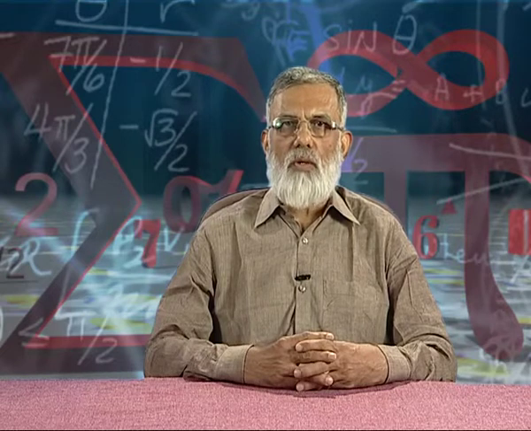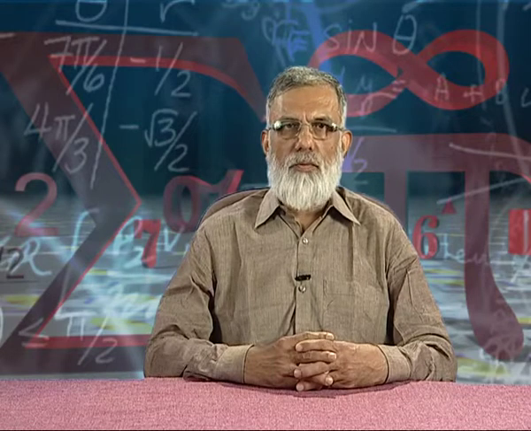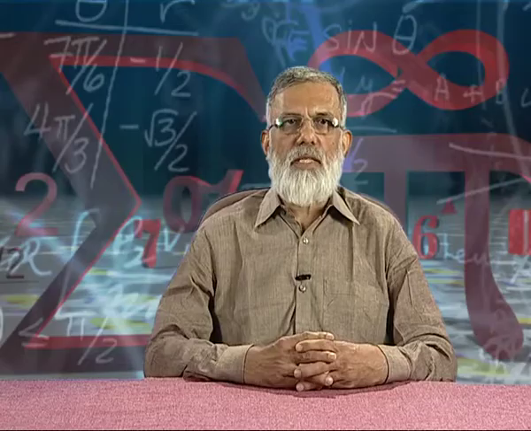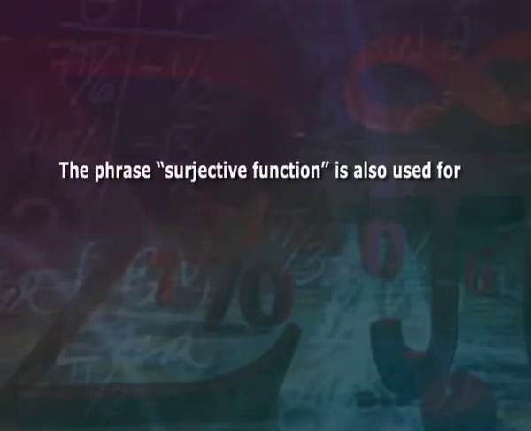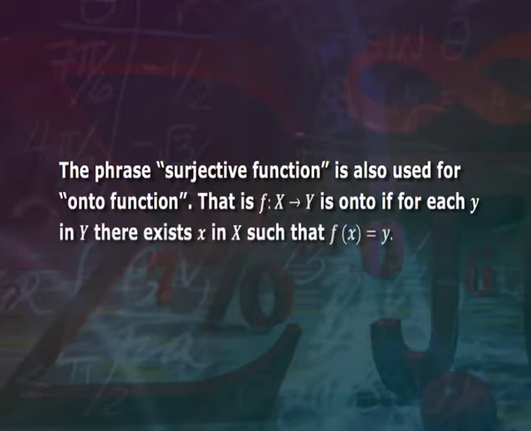2. In modern mathematics, one always specifies the codomain. We say that the function is onto if the range is the codomain. The phrase surjective function is also used for an onto function, that is, f from X to Y is onto if for each y in Y there exists x in X such that f(x) equal to y.